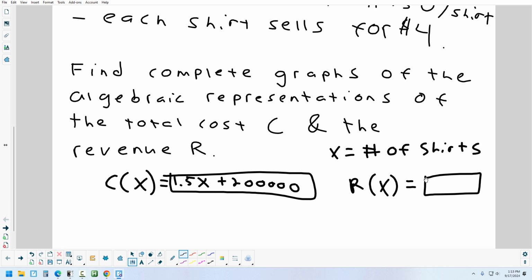Would it be 1.5x minus 200,000? No, revenue, you don't even have to look at costs. It's just money, like if they had a sale and you count how much money's in the cash register after they sell the shirts. What would go in that box? Yeah, it'd just be 4x. And I agree, not all that money is profit, but that's the money you'd have if you counted the cash register. If you look at the difference between the two, that would tell you the profit. But that's all they want for that one, just writing those equations.